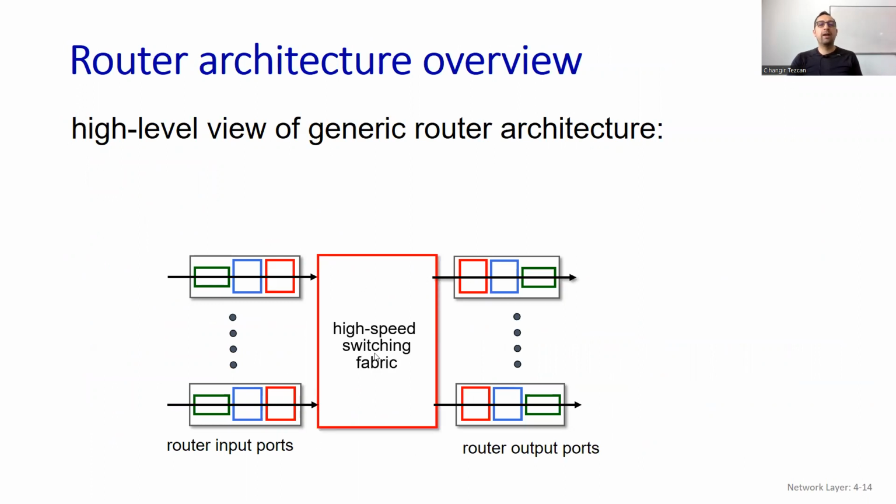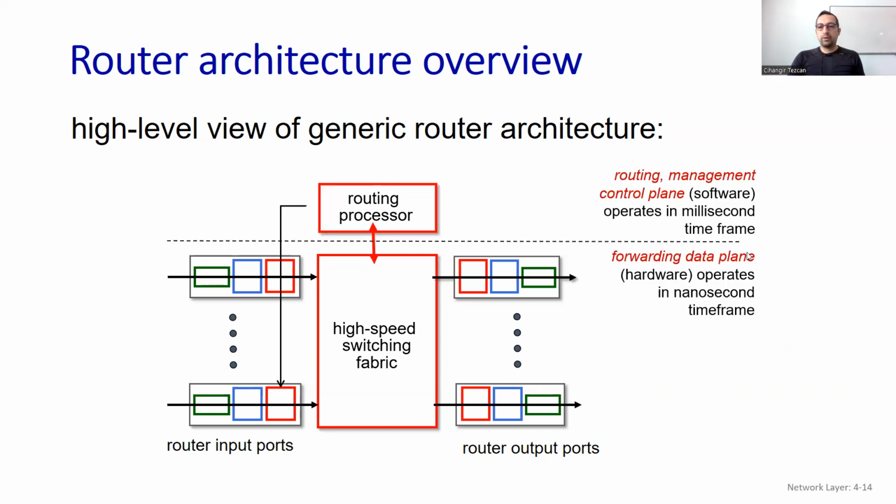In the middle, you have a high-speed switching fabric, which determines which input port's data will be sent to which output port. So that is the main idea. This is the routing processor. Again, the upper part is the routing management control plane. You do it at the software level, and it operates in a millisecond time frame. Here, the forwarding data plane operates in a nanosecond time frame. This is why when you jump between many routers, your data generally reaches the other side in milliseconds. So this is why we generally prefer this part to be done in hardware.